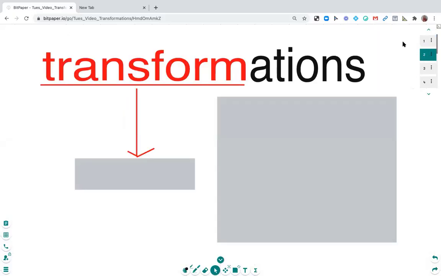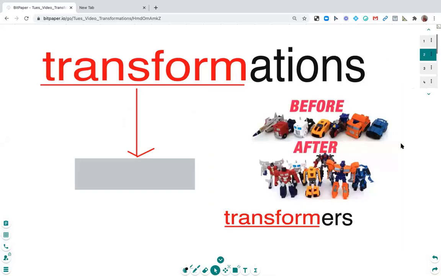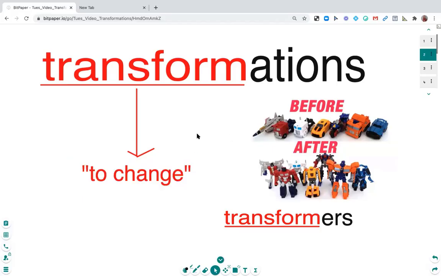One thing we like to do here at Made for Math is break down the meaning of math vocabulary by using the root words or the prefixes and suffixes to help us better understand it. So when we think of the word transformations, I often think of transformers. So what are transformers? Well, transformers are robots that can change into vehicles or vice versa, vehicles into robots. So what does the word transform mean? The word transform means to change.